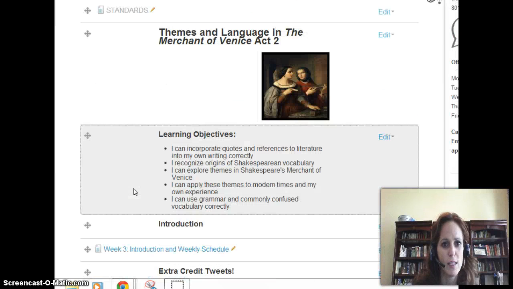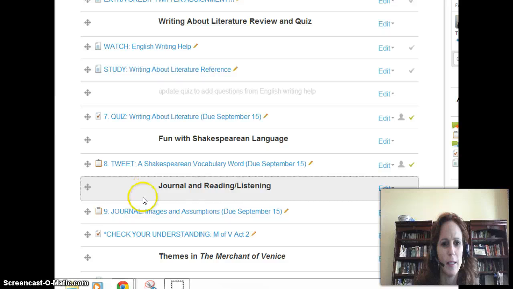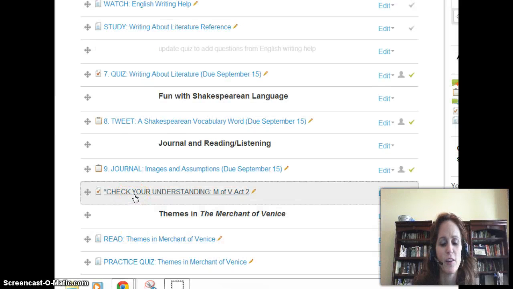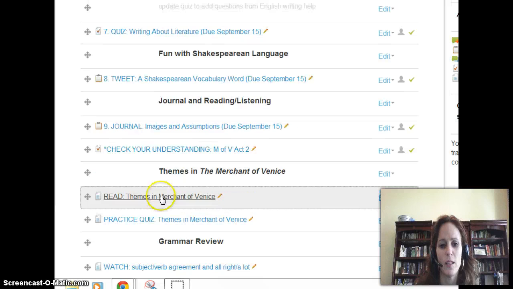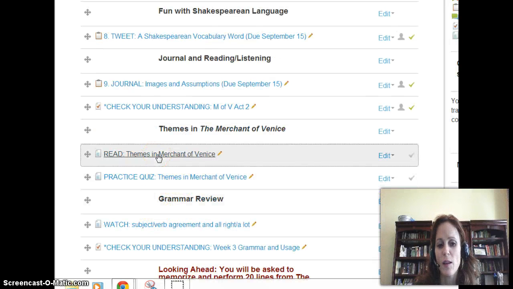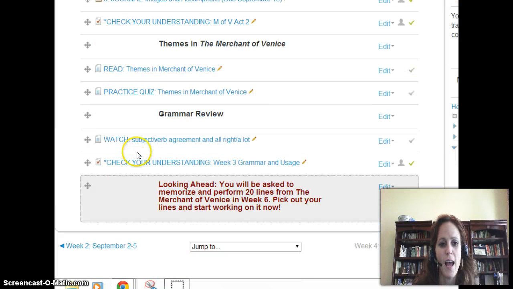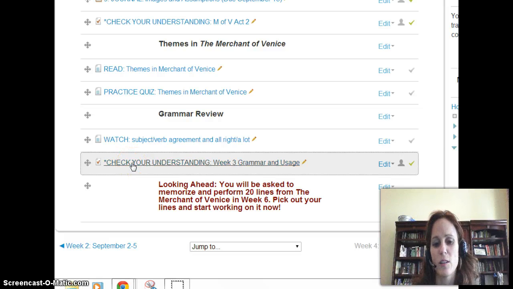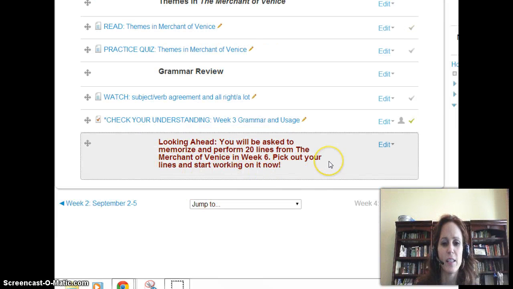So that was the journal assignment. Then you will take this Check Your Understanding quiz after you have read Merchant of Venice Act 2. Again, these are not graded, but this is just to make sure that you're understanding the play. You'll be taking a quiz on Act 2 next week. You're going to explore some of the themes in The Merchant of Venice by reading this resource and then taking this practice quiz, and then watch this instruction on grammar and usage, and take this Check Your Understanding practice quiz on grammar and usage. That's not graded either.